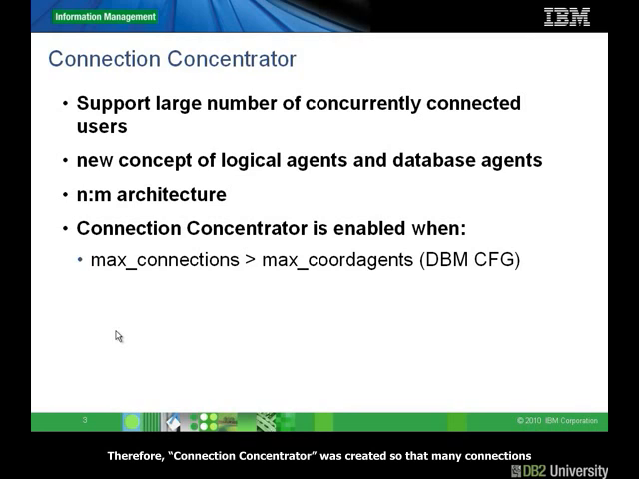Therefore, connection concentrator was created so that many connections could be handled by one agent. Connection concentrator is enabled when the DBM CFG parameter max_connections is greater than max_coordagents. So for example, if max_connections is set to 1000 and max_coordagents is set to 200, then each coordinator agent would handle 5 connections, which is 1000 divided by 200.